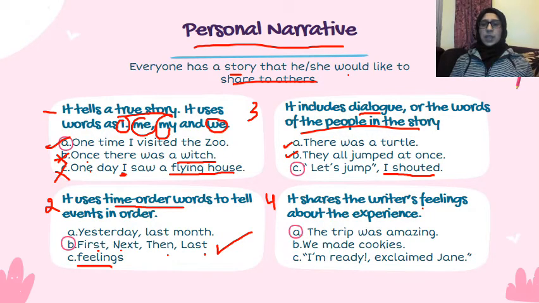For example, you can say at the end, the trip was amazing. This is your experience. We made cookies. This is not about feelings, okay? The first one is about feelings, but the second one is not about feelings. I'm ready, exclaimed Jane. Now this one, it has feelings, okay? But it's not like the ending. You are not wrapping up your feelings at the end of the story.